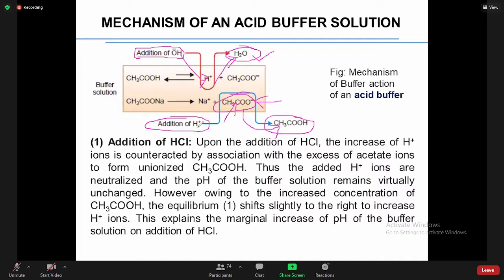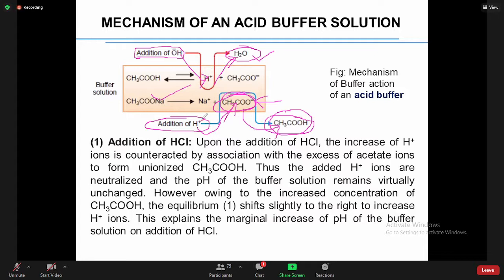But how about this one? Addition of hydrogen, that means addition of any acid, will react with the negative ion of that salt, and then it will prepare another acid. Then if there is a preparation of more acid, the pH will not be changed. What do you think? Yes, sir. If we add more hydrogen ion, then it will maybe change, sir.